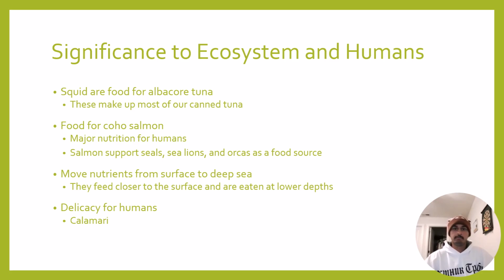Squids indirectly support seals, sea lions, and orcas because the salmon that prey upon them become a food source for these larger organisms. Because of squids' vertical migration, they also move biomass, nutrients, and nitrogen from the surface to the depths of the ocean. Squids are also a delicacy for humans, and the most well known squid dish is calamari.